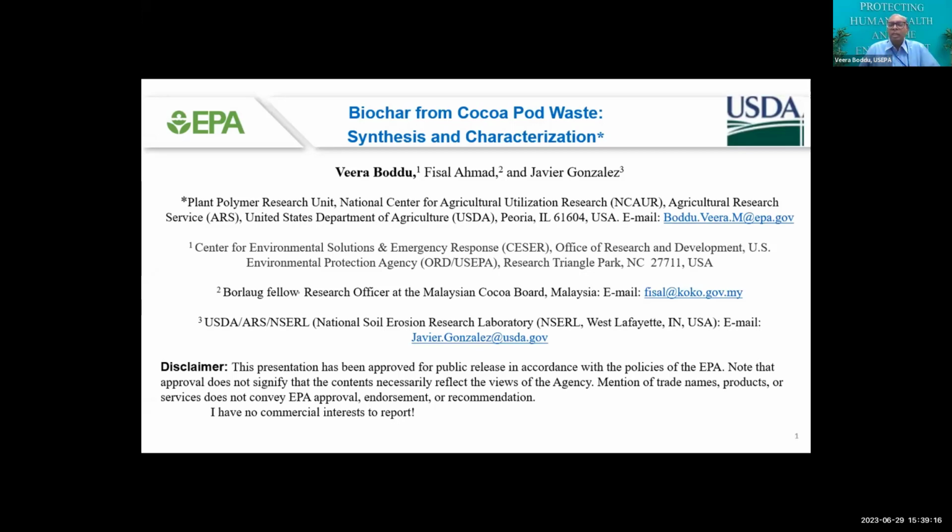So I am going to give an overview of what we have done, with a focus on preparation or synthesis of biochar from cocoa pod waste, and also some characterization of this biochar, and some of the work that is done to meet the objectives of the Borlaug Fellowship, that is to develop a slow release fertilizer using biochar from cocoa pods.